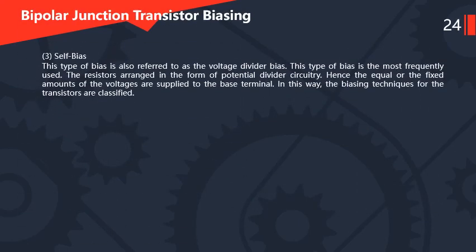Number 3 is self-bias. This type of bias is also referred to as the voltage divider bias. This type of bias is the most frequently used. The resistors are arranged in the form of potential divider circuitry. Hence, a fixed amount of voltage is supplied to the base terminal. In this way, the biasing techniques for the transistor are classified.